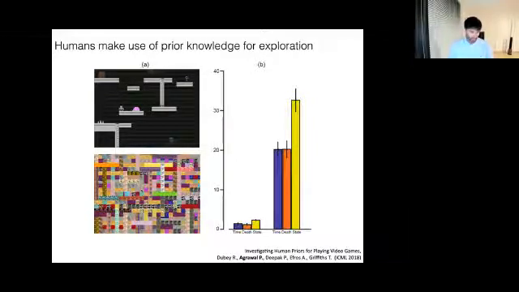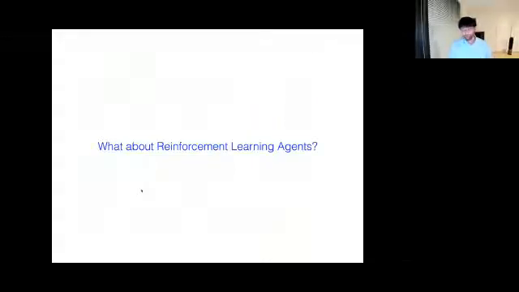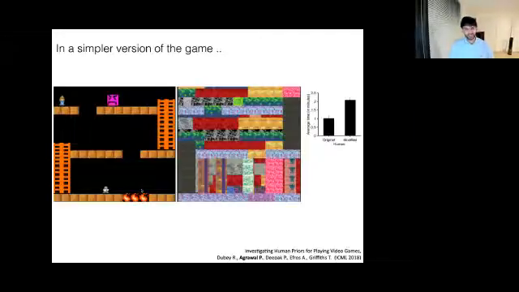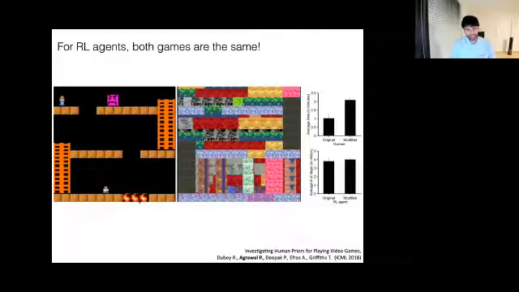But what about reinforcement learning agents? How do computers do when they are given two different versions of the game? As we saw earlier, for humans, the performance is different. Humans do much better on the original version of the game. Whereas if we look at reinforcement learning agents, they do about the same.